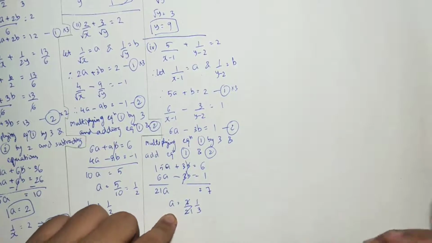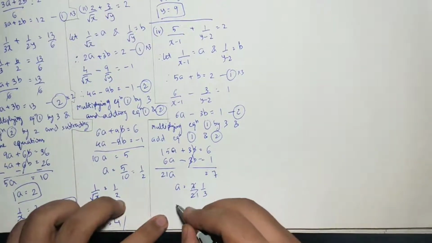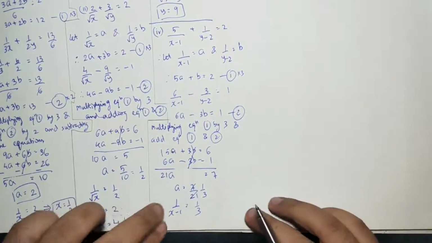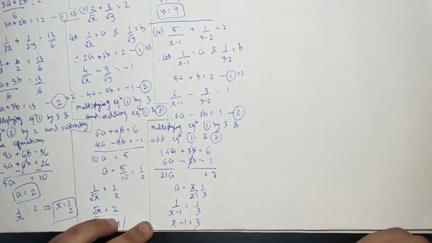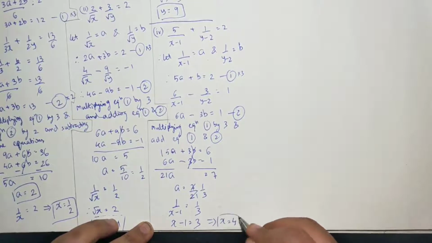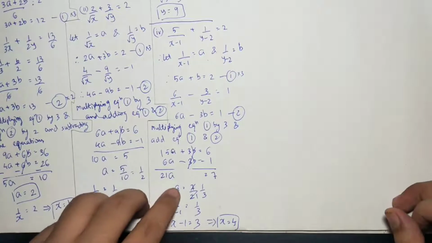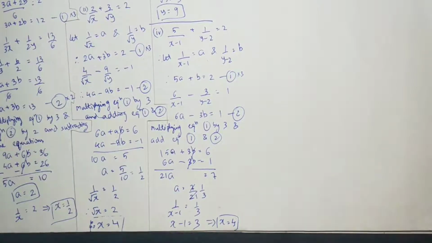We got a. To find x, we substitute the value of a first. So 1 upon x minus 1 will be 1 by 3. Doing the reciprocal, x minus 1 will be equals to 3. This 1 will come to the right hand side, so x equals to 4. As we got the x value, using a we will find b, and using b we will find y.